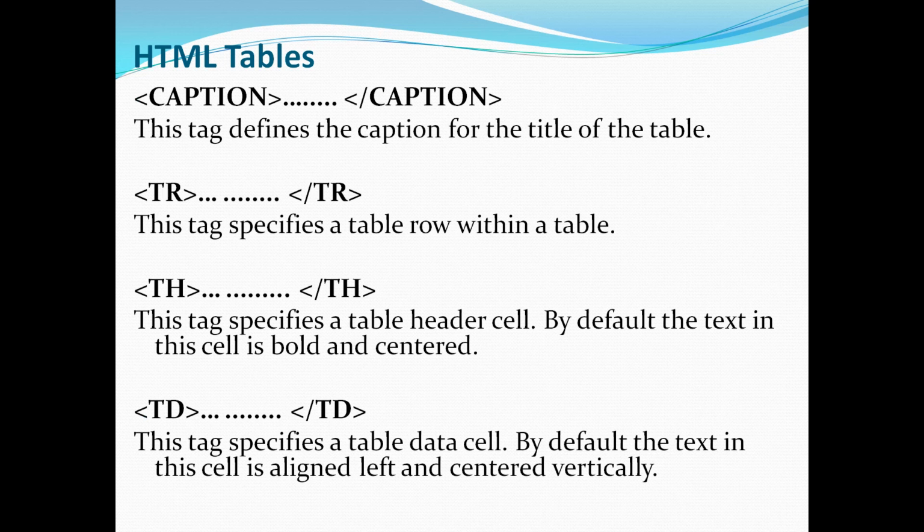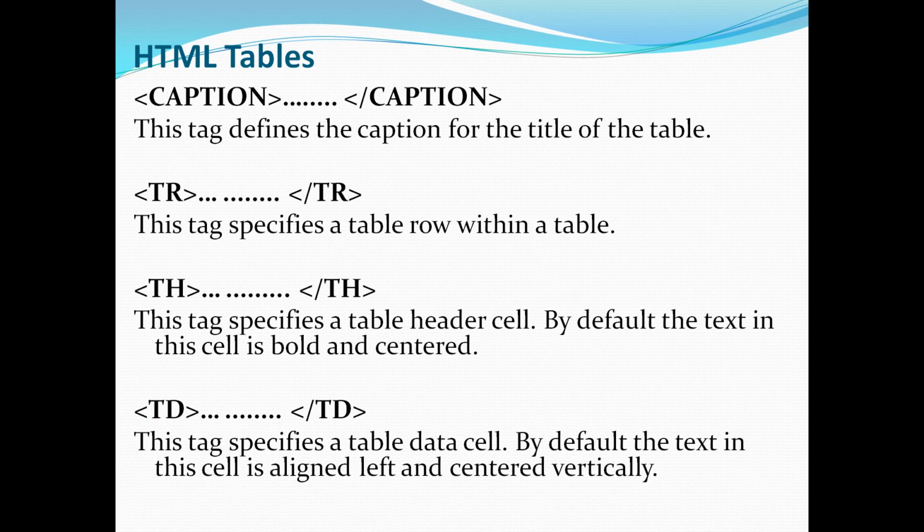The next one is the TR tag. TR means it is a table row. So the TR tag is also a pair tag. Pair tag means the starting tag is there, the ending tag also is there. Starting means TR, closing means /TR. That is a closing tag. This tag specifies a table row within a table. If you want to create one table row, one TR tag is required.